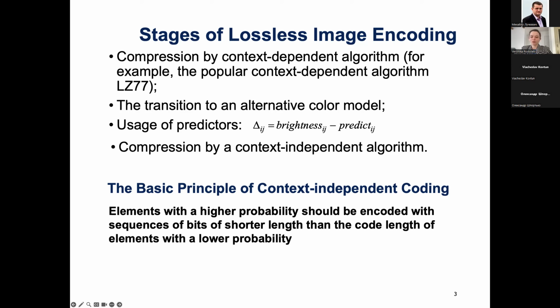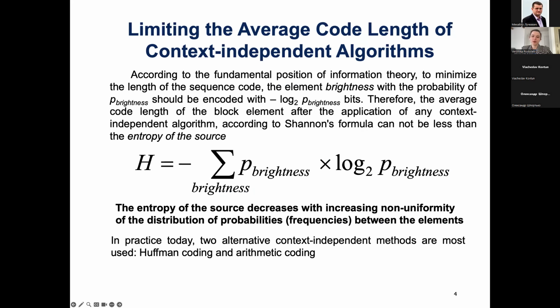The main principle of context-independent coding is formulated as follows. The length of the code of an arbitrary element with a higher probability should not exceed the length of the code of any element with a lower probability. This principle is based on the fundamental position of information theory, according to which, in order to minimize the length of the sequence code, an element S with a probability of occurrence P should be coded with minus logarithm of P bits. Then the average code length of the block element after applying any context-independent algorithm, according to the formula of Shannon that you see on the screen, can't be less than the entropy of the source.